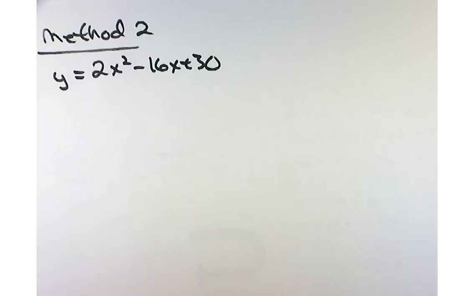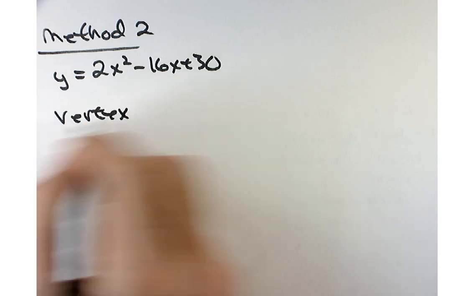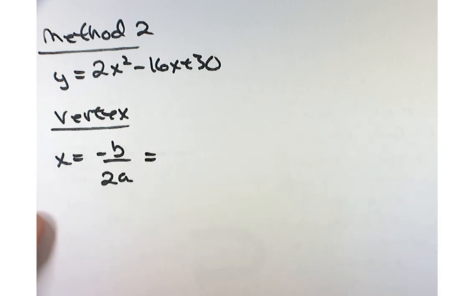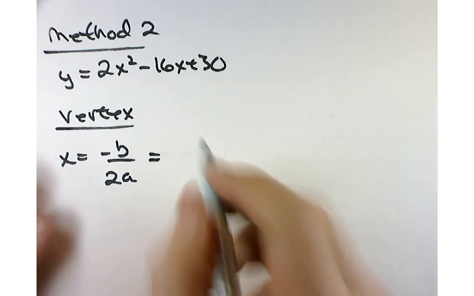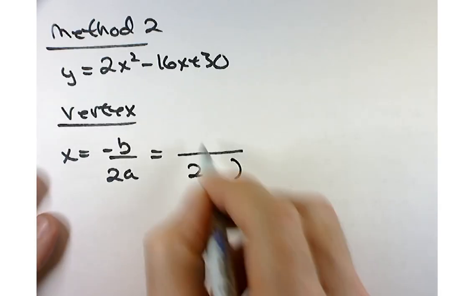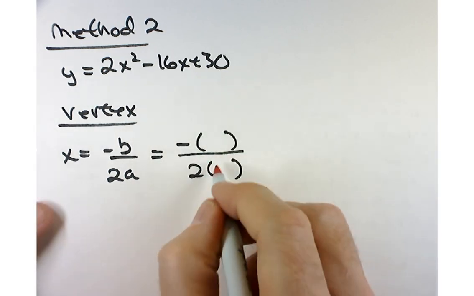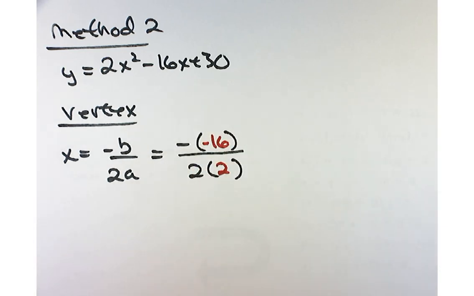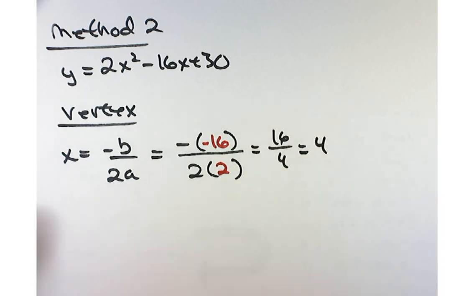So there's another way to find the vertex, and that's going to be this way. X equals negative b over 2 times a. What's that going to look like for this particular equation? What's a? 2. B is negative 16. So double negative gives me a positive. 16 over 4 gives me 4. That's the x-coordinate of my vertex, right?